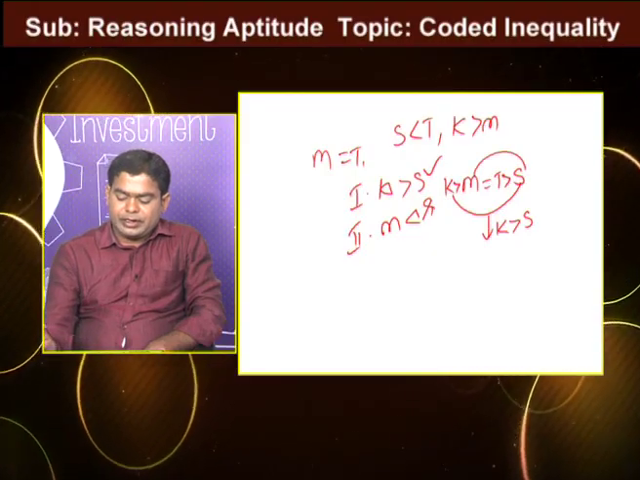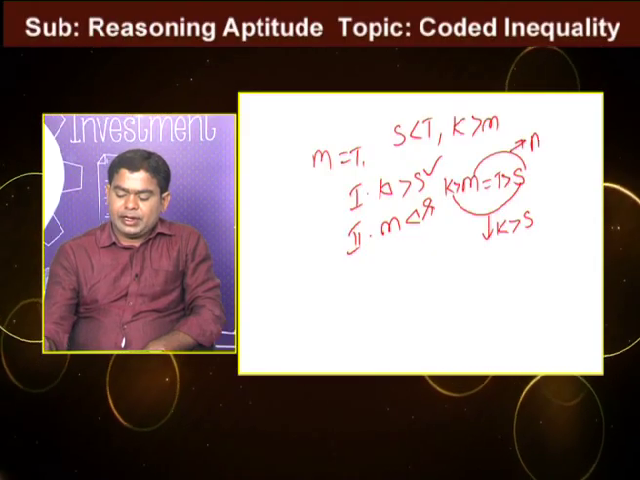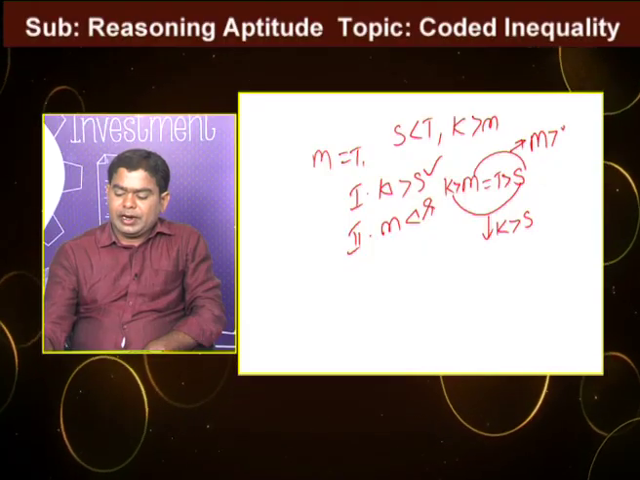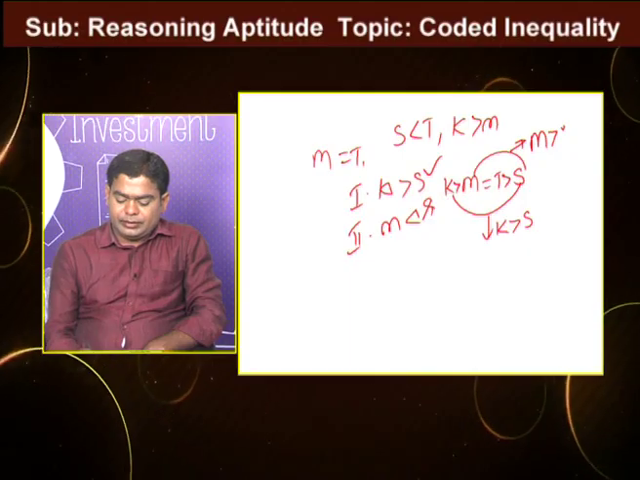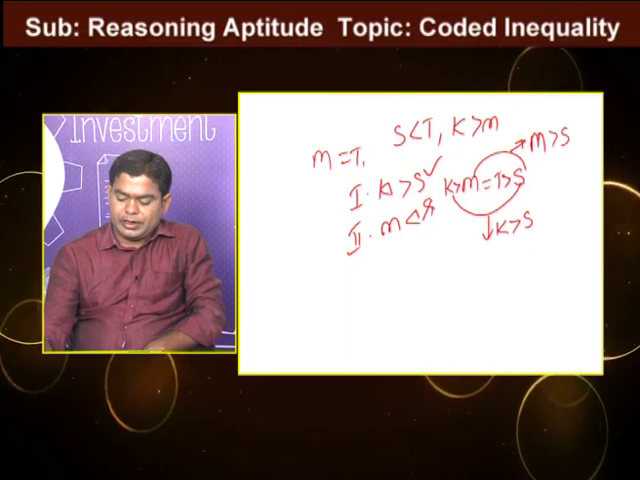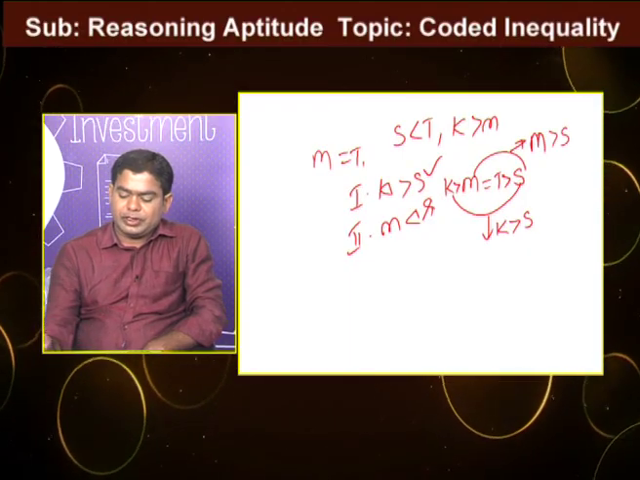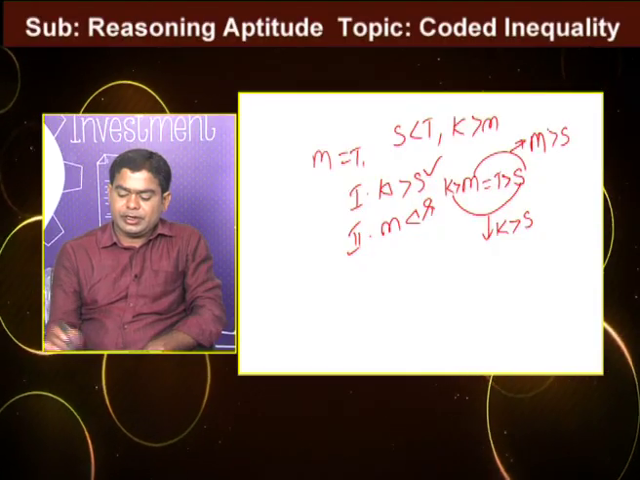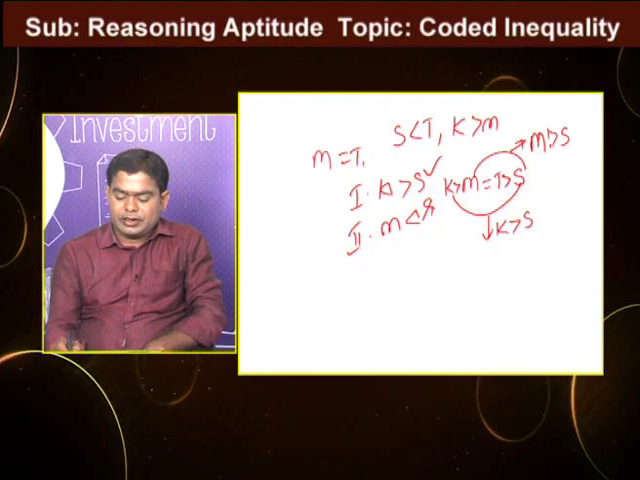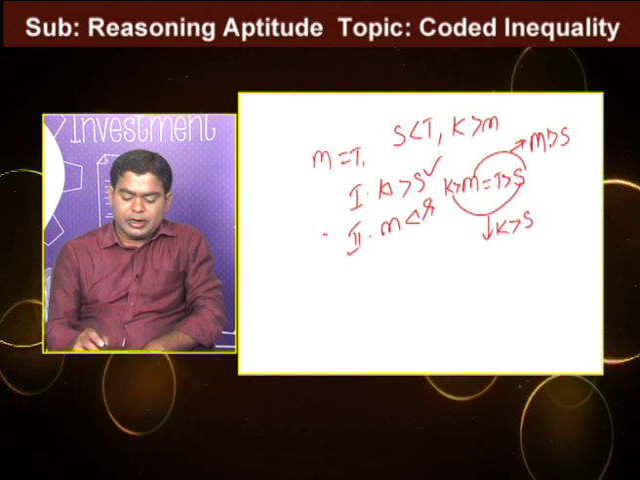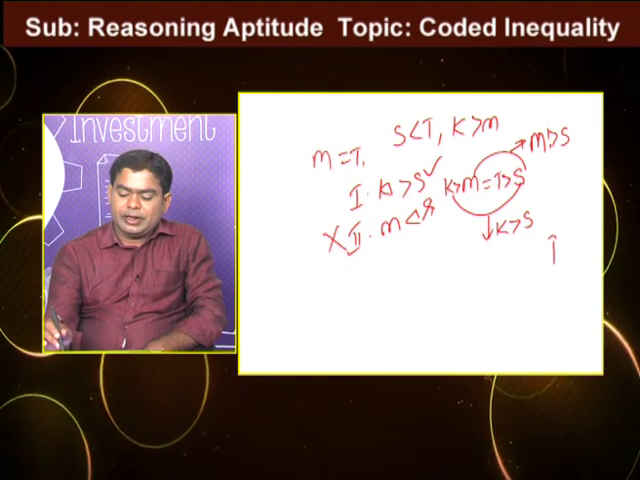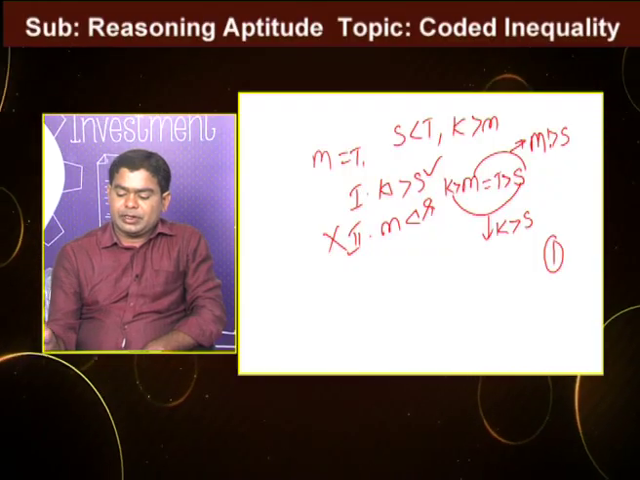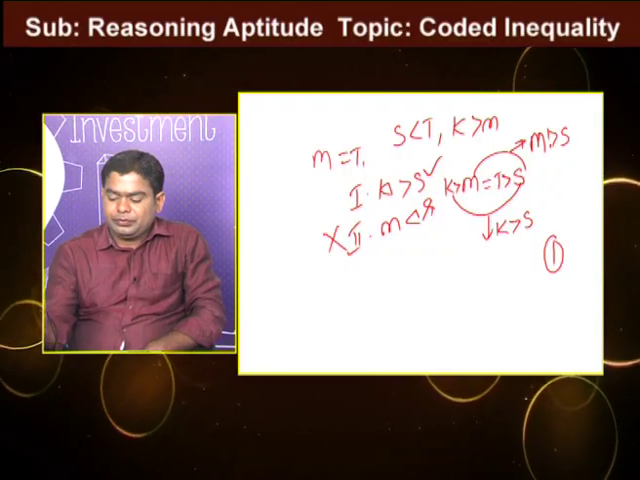Next we verify the relation between M and S. We get M greater than S. Both are opposite. Here the arrows are towards the M side, but in the conclusion the arrows are towards the S side. That means conclusion 2 does not follow. According to our question paper, we take the first option. We go to the next question.